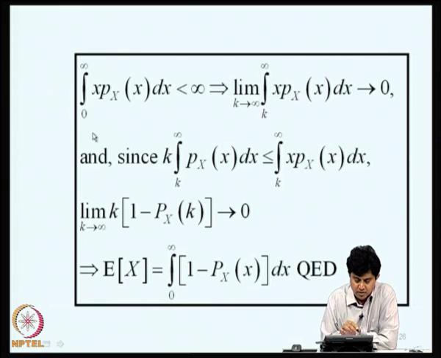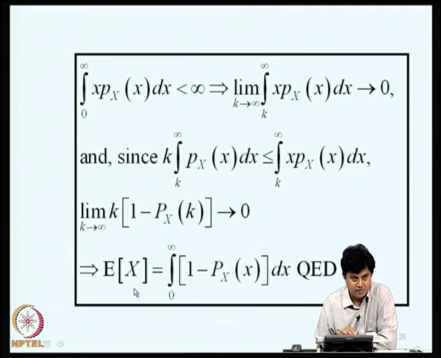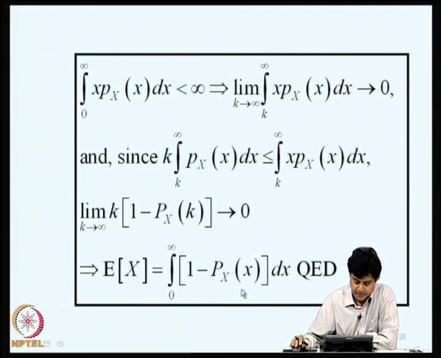Now, since we are assuming that the mean is finite, it means that the limit as k tends to infinity of the integral from k to infinity of x px dx is 0, and since k times the integral from k to infinity of px dx is less than or equal to the integral from k to infinity of x px dx, it follows that the limit of k tending to infinity of k times this function is 0, and consequently we show that the expected value of the random variable is indeed the shaded area that we showed in the figure.